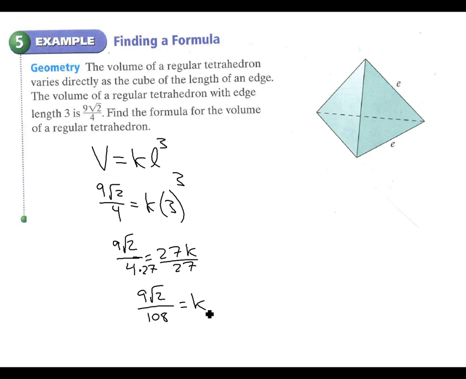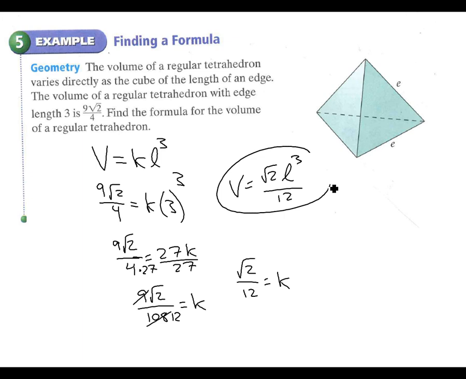And does 9 go into 108? 9 times 9 is, or 9 times 10 is 90. 99, 108, yes it does, 12. Forgetting my times tables. So root 2 over 12 equals k. And so we can punch that back in for our final formula. V equals root 2 L cubed all over 12. And there you go.